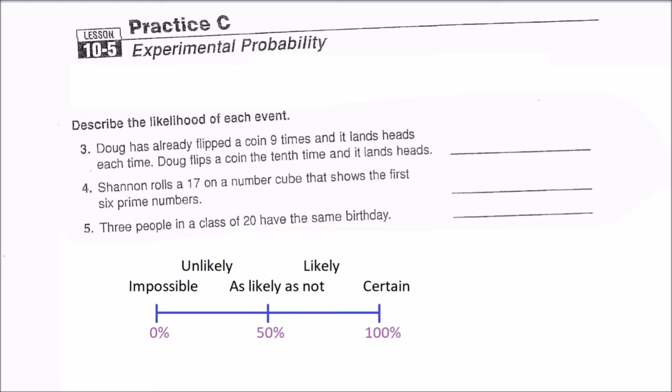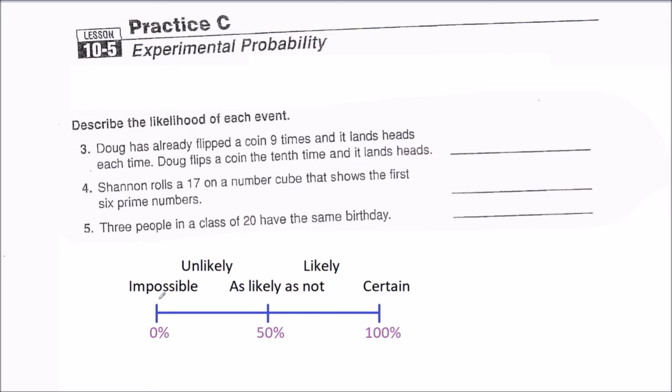Okay, so moving on here to 3 through 5 on our practice C. Our instructions are to describe the likelihood of each event. Now, they don't tell us here, but if you flip back to practice A, or let's see, practice B also has it, but we're going to use one of 5 terms or phrases, and I have them down at the bottom, so it's impossible, unlikely, as likely as not, likely, or certain. It's multiple choice here. It's one of these 5.